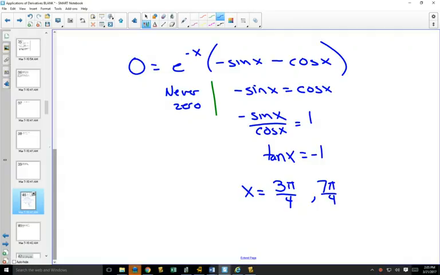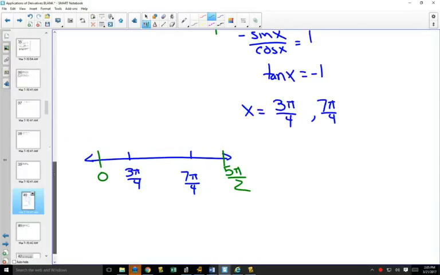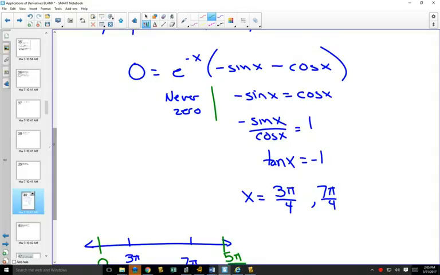To find the complete coordinates, well, a couple things here. I'm going to draw my number line, and I'm going to have 3 pi over 4 and 7 pi over 4 on here. I'm going to add my endpoints of 0 and 5 pi over 2 to find out where things are increasing and decreasing. So something between 0 and 3 pi over 4 would be pi over 2. What happens when I plug in pi over 2 into this equation?